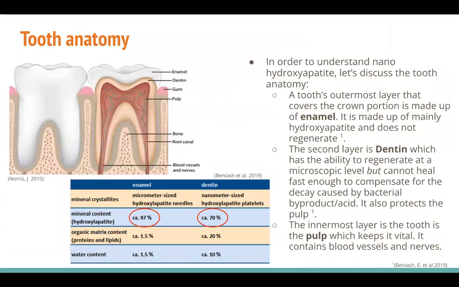So in order to understand nano-hydroxyapatite a little bit better, we want to discuss tooth anatomy. A tooth's outermost layer that covers the crown portion is made up of enamel. It's made up mainly of hydroxyapatite, about 97%, which you can see in the chart below, and it does not regenerate. The second layer is dentin, which has the ability to regenerate at a microscopic level, but cannot heal fast enough to compensate for the decay caused by bacterial byproducts that will also affect the pulp, which is the innermost layer and contains blood vessels and nerves.